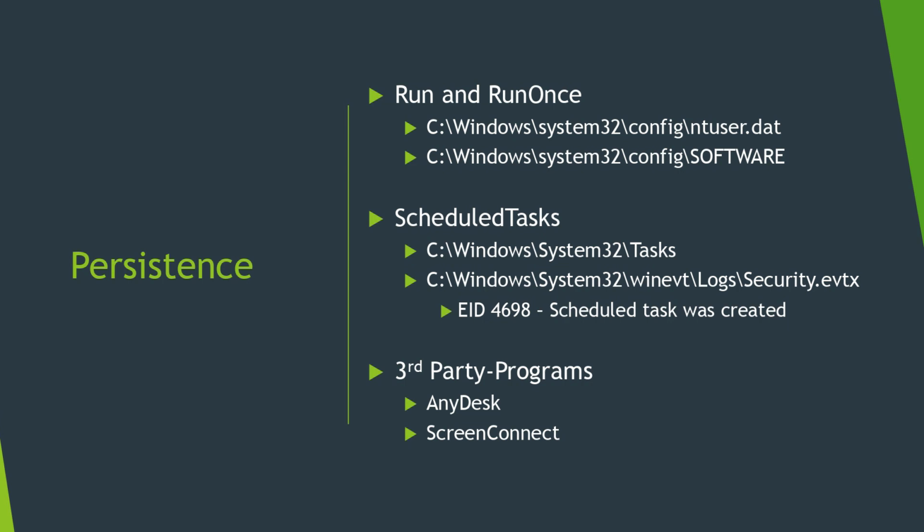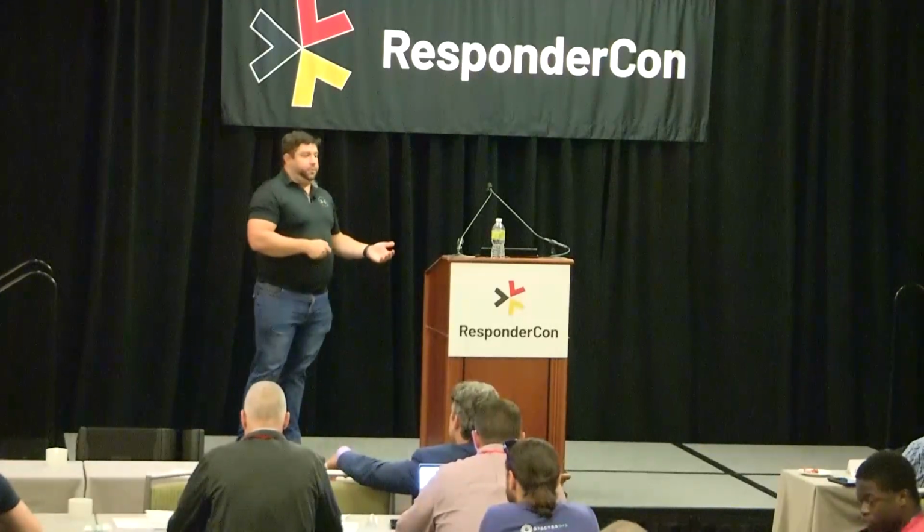But also scheduled tasks. Every hour I want to reach out to this, or want to reach out here, or want to download this file or run this program. The other is third-party programs like AnyDesk or ScreenConnect. Now these could be legitimately used in your organization, which just makes it harder because then you have to go through and try to figure out if and when those things are being legitimately used versus being abused or not at all.